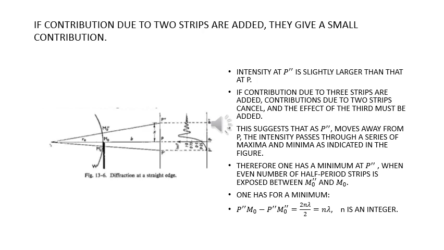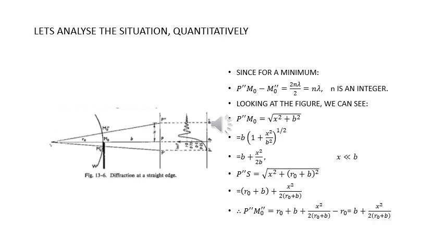Therefore, one has a minimum at P" when an even number of half-period strips is exposed between M0" and M0, and one has, for a minimum, the condition P"M0 minus P"M0" equal to 2n lambda by 2, which is simply n lambda, where n is an integer. Let us now analyze the situation a little quantitatively.